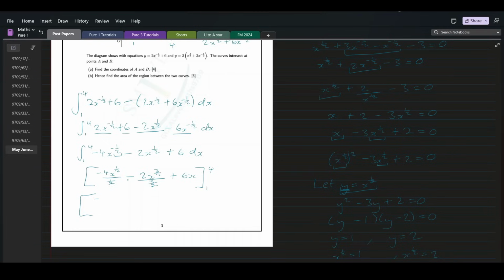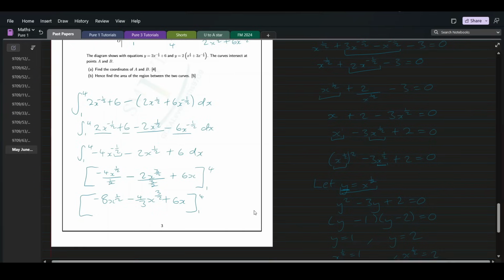Okay, so this is negative. We've got 4 over a half, which is 4 times 2, and that's 8. So negative 8, that's x to the half. And then we've got negative 2 divided by 3 over 2. That gives us a negative 4 thirds x to the 3 over 2. Then we've got a plus 6x, and our limits are 1 and 4.